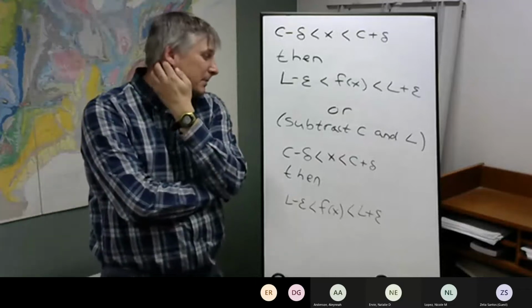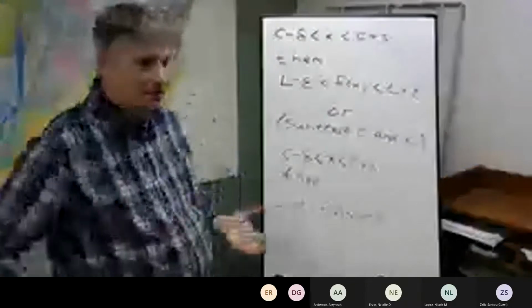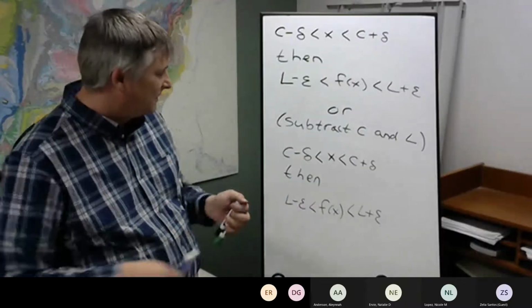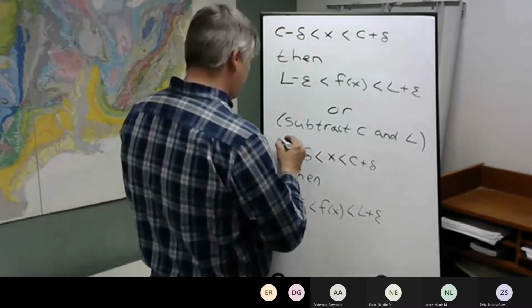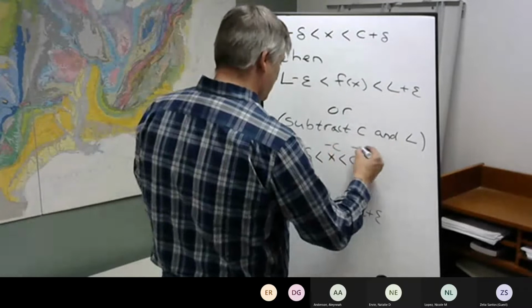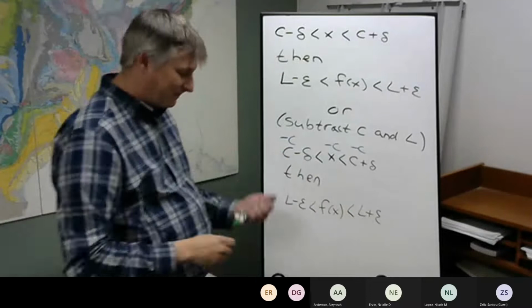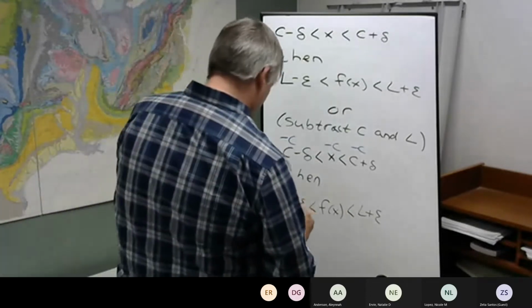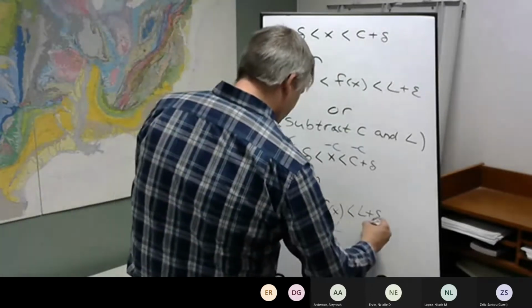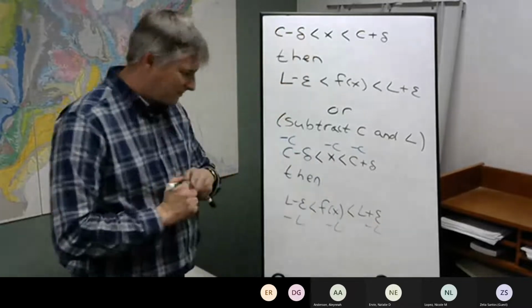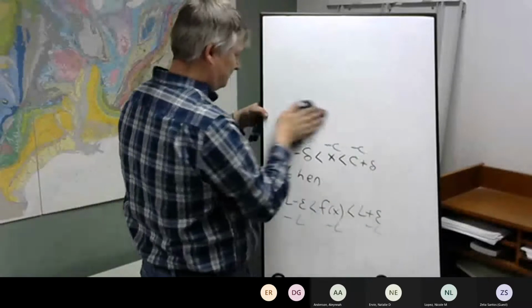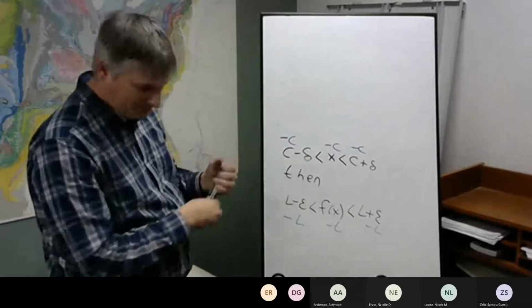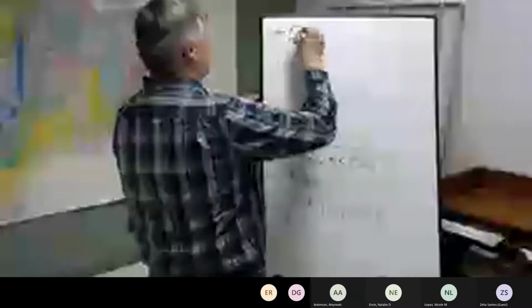Because now we're going to do some algebra. We're going to come up with a kind of a slick trick here. It's going to give us a definition of limit. So what I'm going to do, I'm going to subtract C. And when you're working with compound inequalities like this, I got to subtract C everywhere. Same thing with this one. Subtract L. And so what do you get?